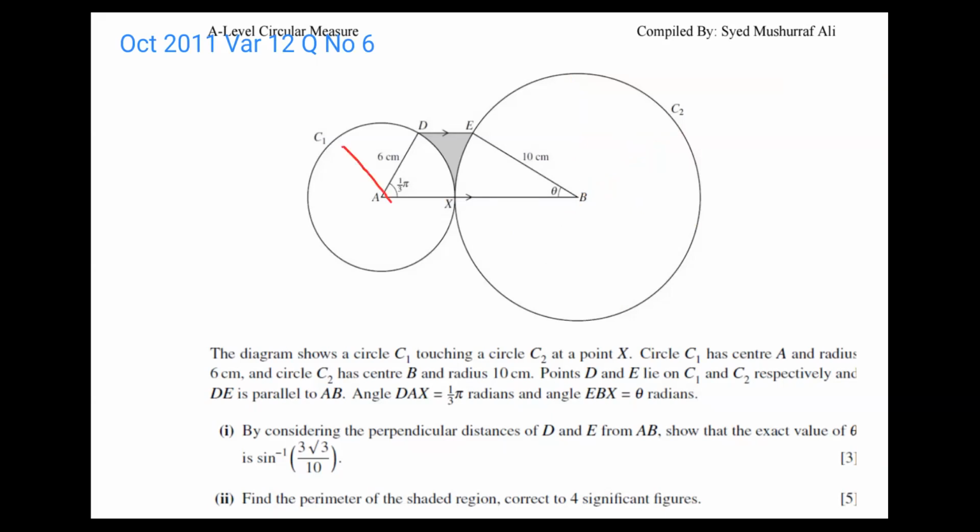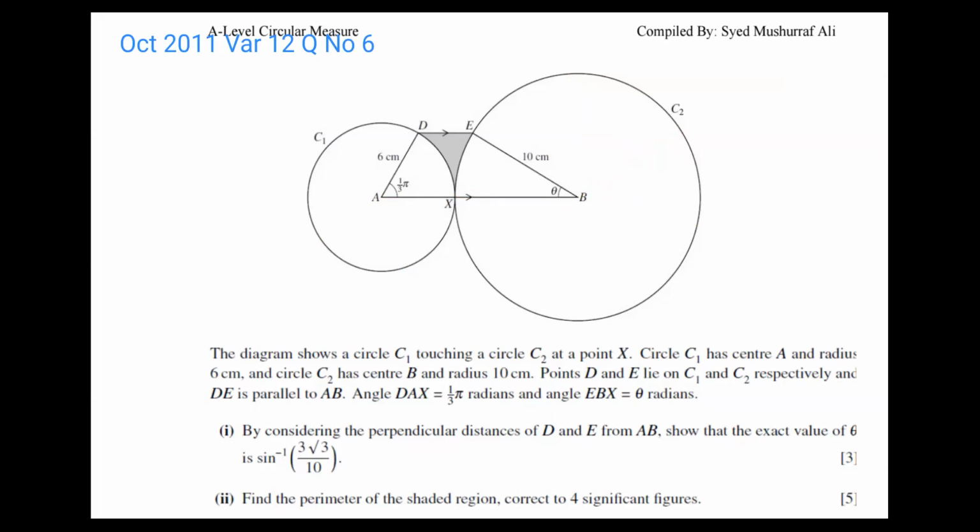Similarly, this radius is 6. So this AX is 6 and this is 10, so the total becomes 16. We can use this concept.